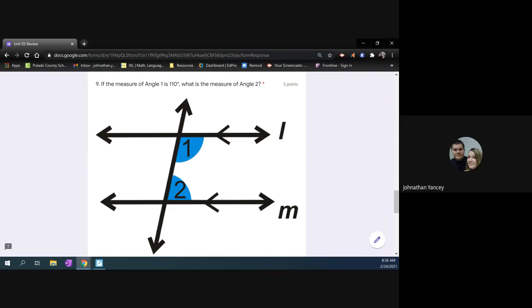All right, so angle 1 and angle 2 are supplementary because they're same side angles, which means they add to 180 degrees. That's why we do 180 minus the 110.